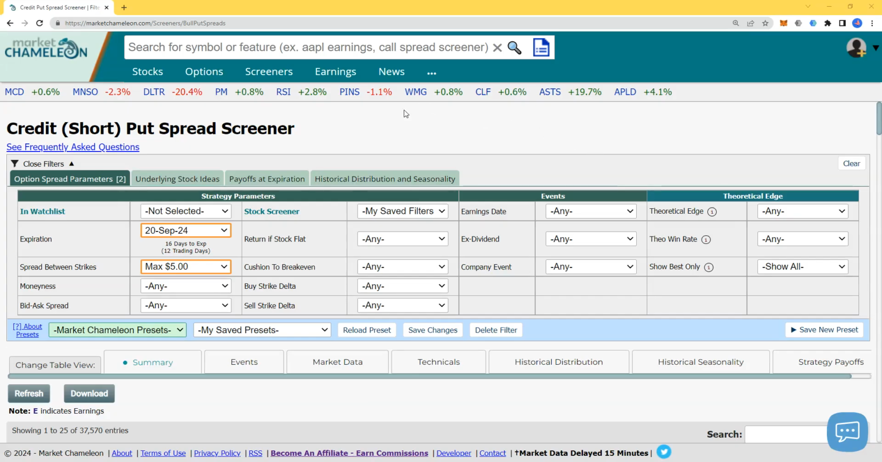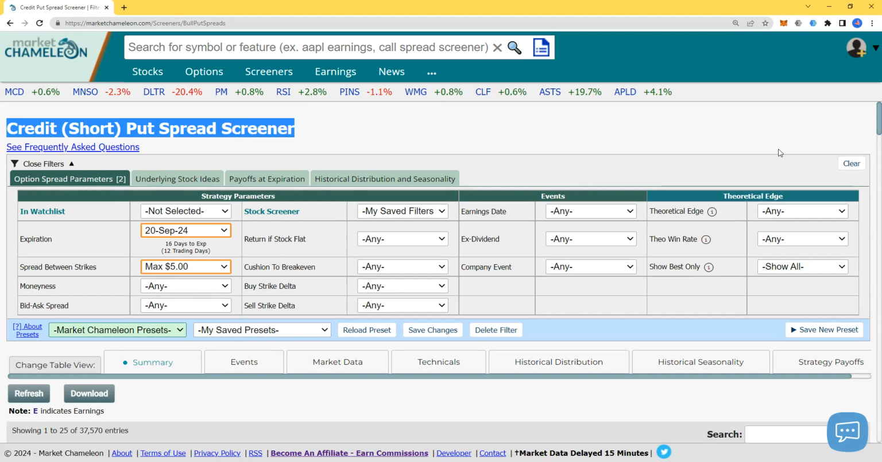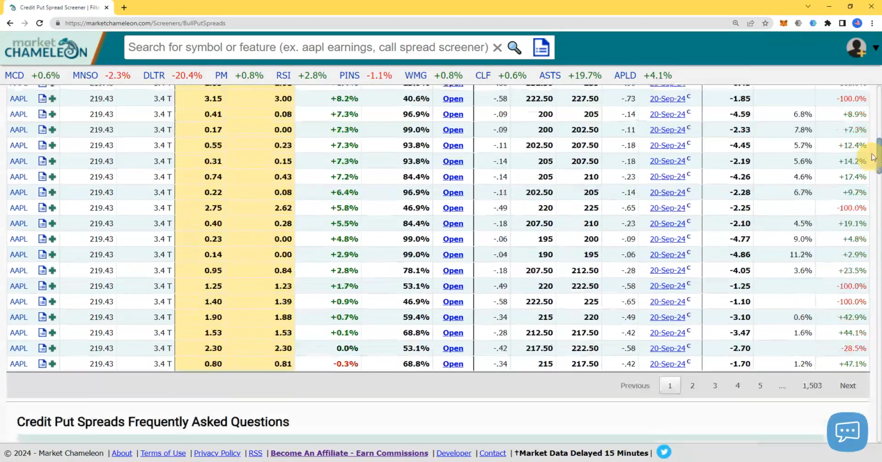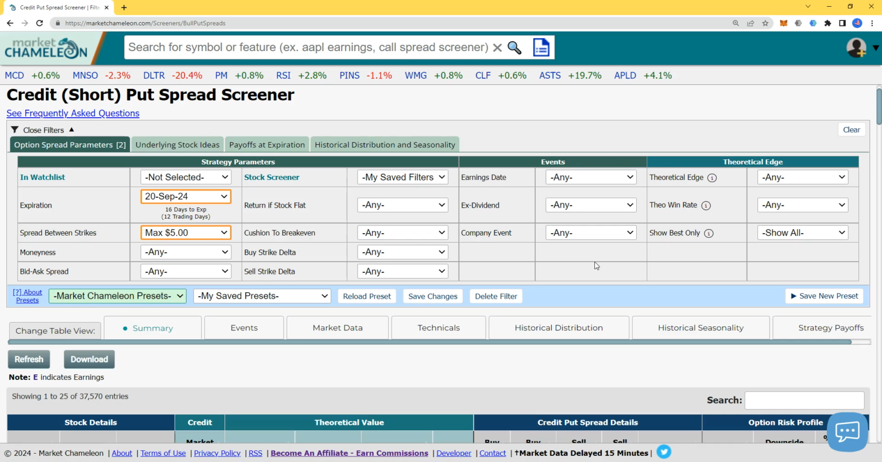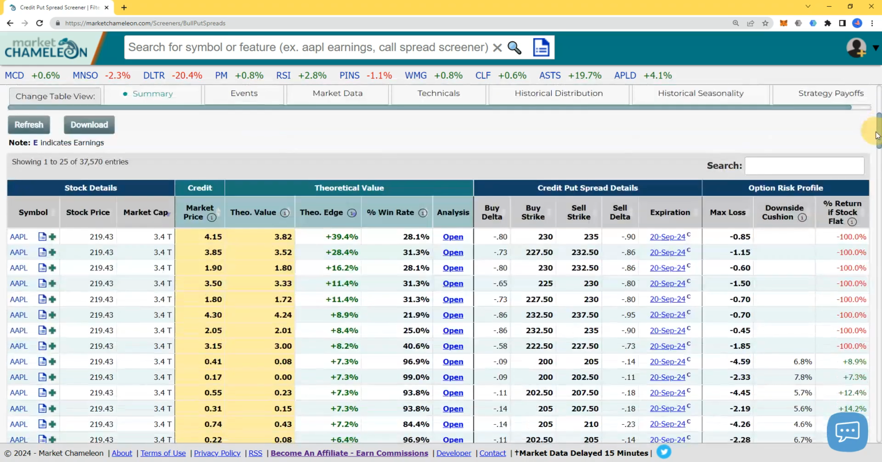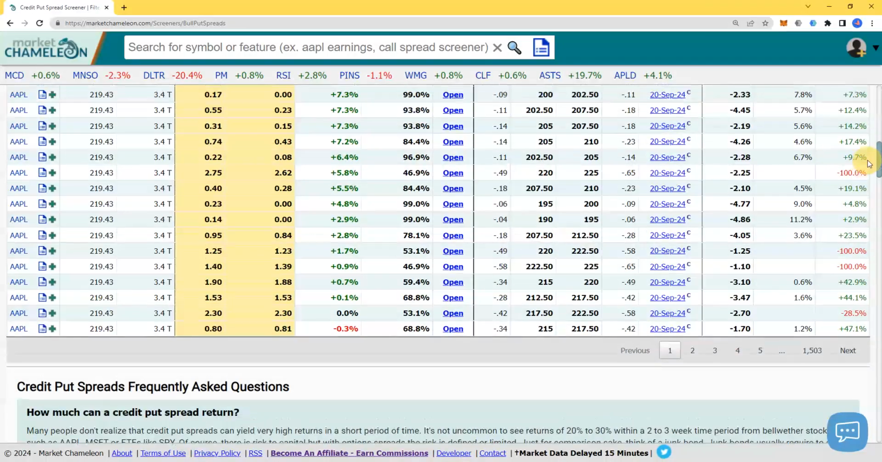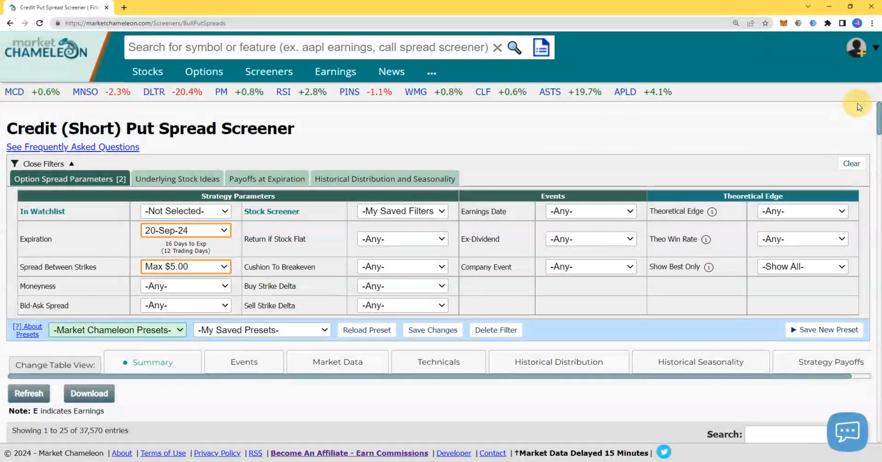In this video, we're gonna go over a credit put spread screener for Market Chameleon to find some trade opportunities, but most importantly to go over the filters so you can have trade ideas, so maybe you can find your own trade opportunities regarding high market cap stocks that you all know and love, like Apple, Microsoft, Nvidia. Look at all those Apples in here. I haven't even filtered anything.